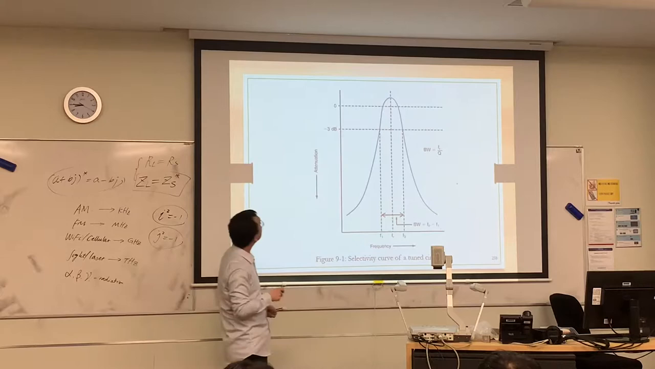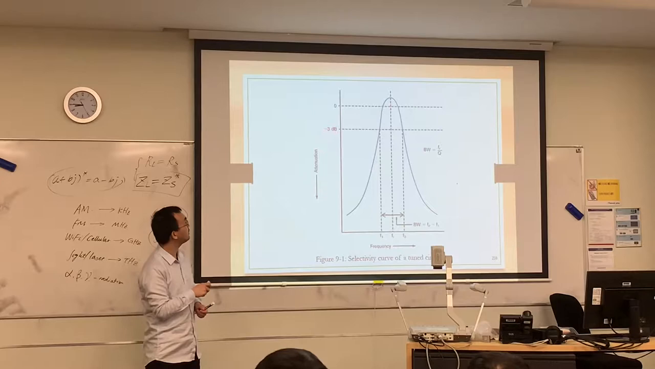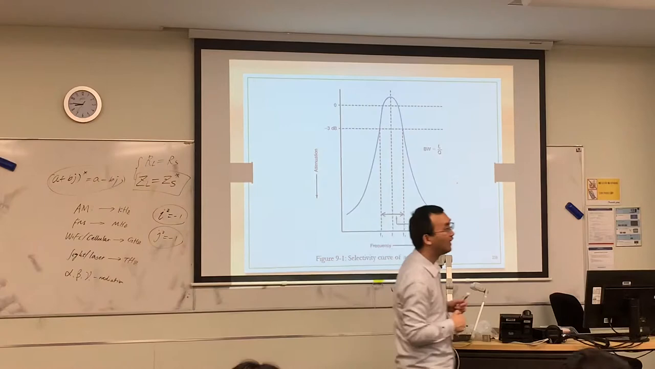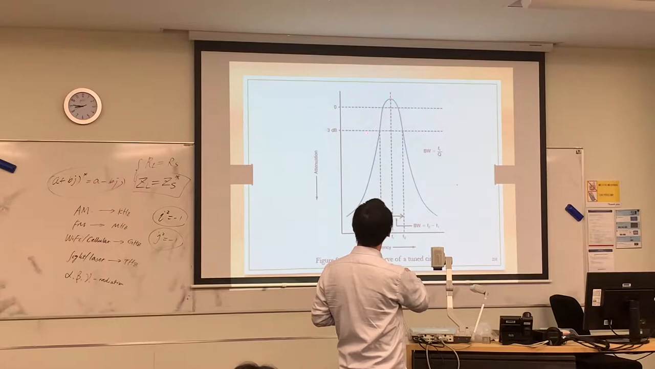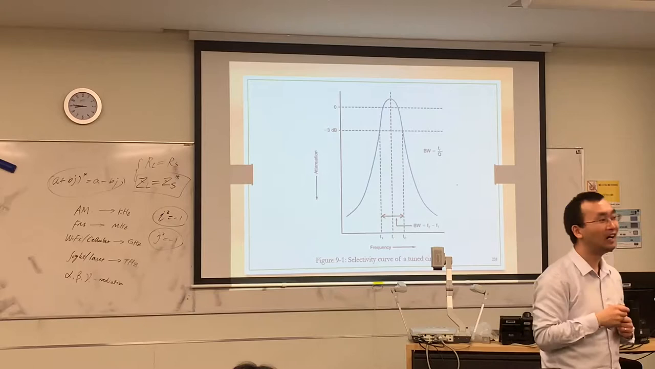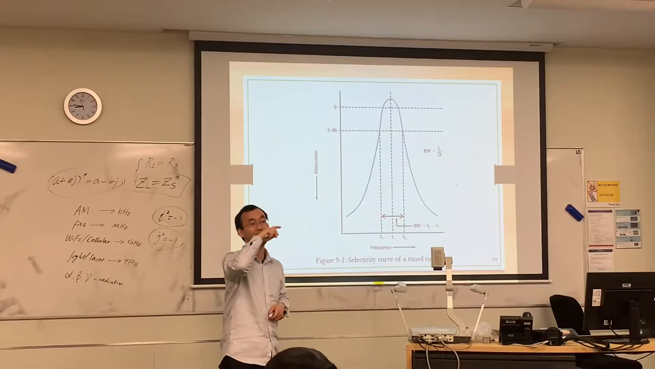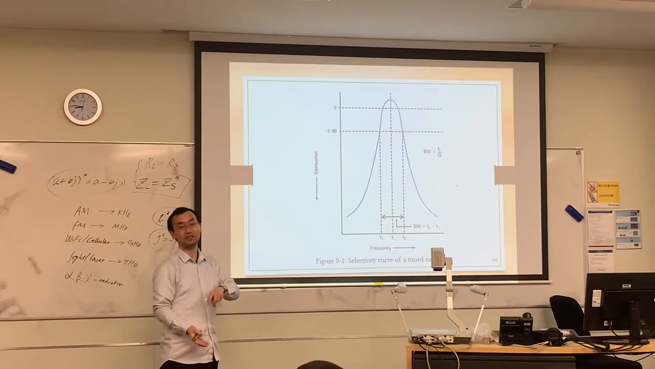Let me ask you, why do we consider minus 3 dB? What is the significance of minus 3 dB? Of course, one value is higher and one is lower. Minus 3 dB, how much lower? Does it correlate to 1 over square root of 2? Yes, of course. This is related to the square root of 2, which gives you half of the power, right? I told you minus 3 dB is half of the peak power.